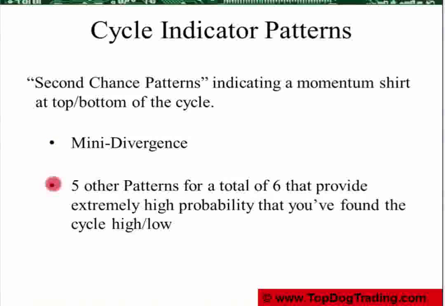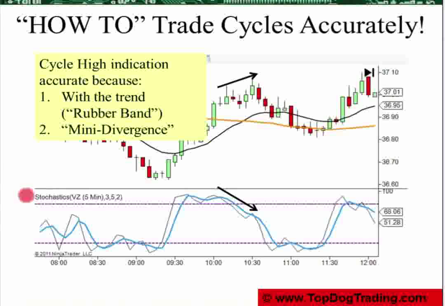There are 5 other second chance patterns. There's actually a total of 6 second chance patterns I've documented. And again, what are these for? They're to help you find extreme high probability that you found the final cycle low to buy, or the final cycle high to short, so you're not getting stopped out. That's the significance of this. And it's super, super high probability when you do it with the other energies. Okay, the easiest way to do this is just show you a chart, to do it visually. So let's go for it.